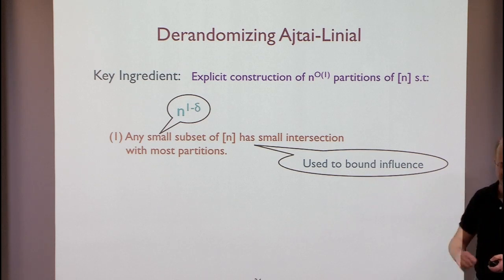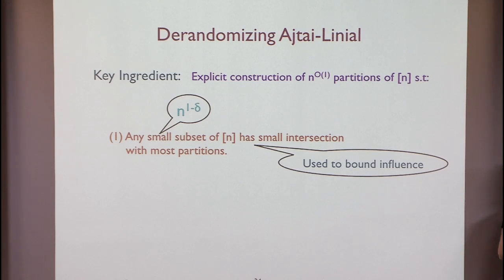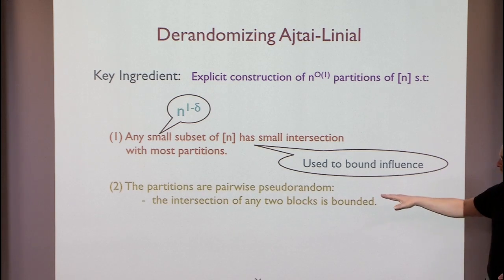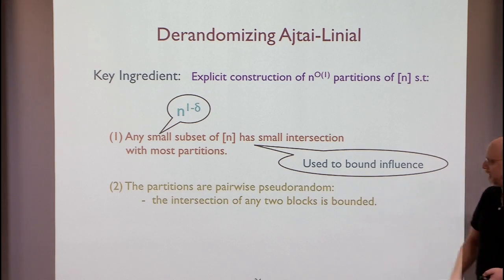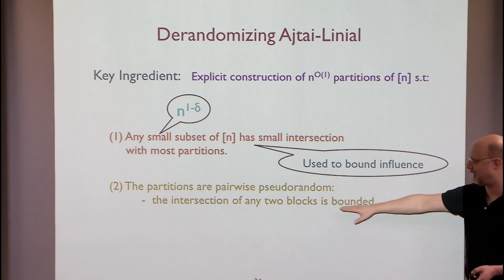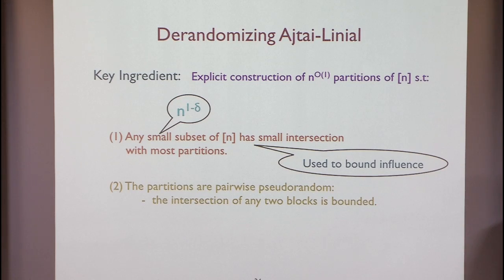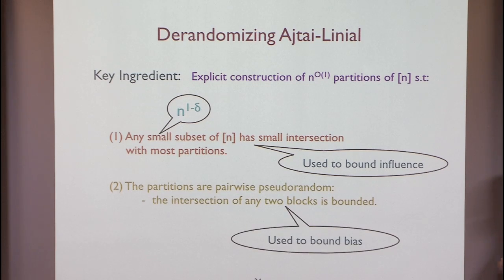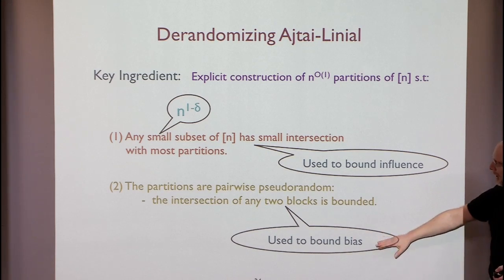This is used to bound the influence of the adversary. But we also need to bound the bias, and for this we'll need the partitions to be sort of pairwise independent, in the sense that the intersection of any two blocks should be bounded. And this will be used to bound the bias of the function. So these are the two properties we're going to want.